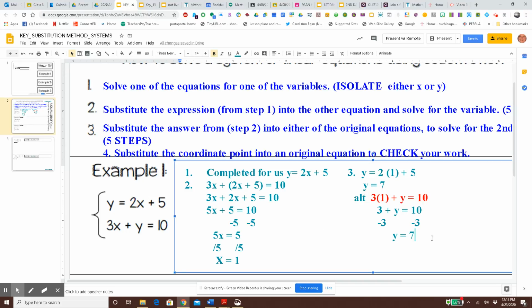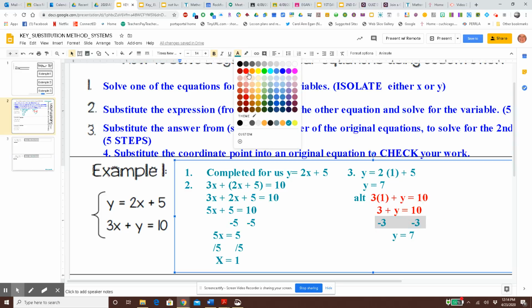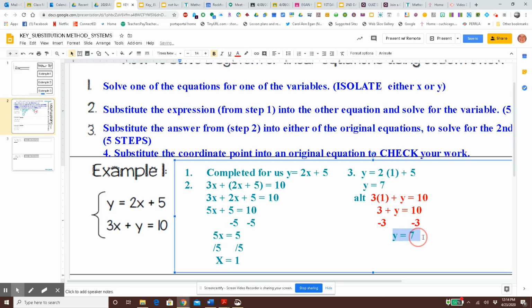So you can see it doesn't matter if I use the first equation or the second equation, I would still get the same value for y. And step 4 asks me to go ahead and check my work. So I can use either equation.